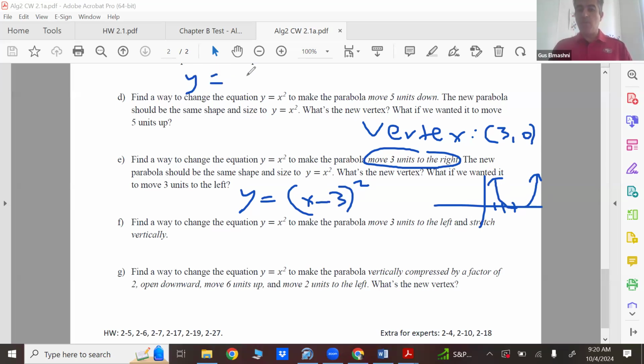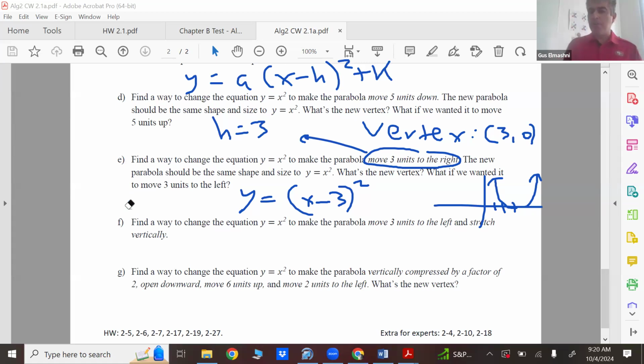And also remember our general formula is this, right? H is 3. So here your H value is 3, because we want to go 3 right. The minus is built into the equation. So yeah, that's how it looks. That's your new equation as well.